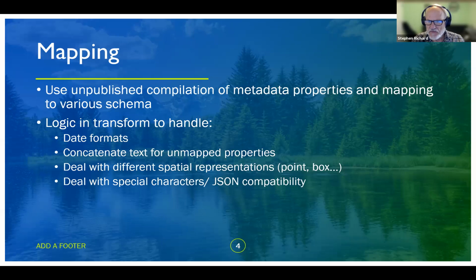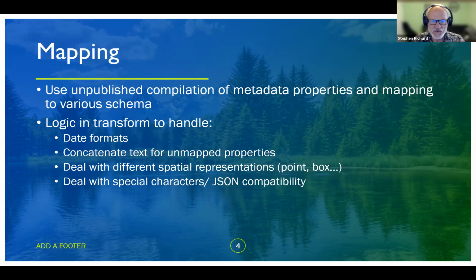Have to deal with different spatial representations coming from the source metadata. So sometimes you get points, sometimes you get bounding boxes. In our case, we had a convention with our ISO metadata that everything should have a bounding box. So that simplified things fairly dramatically. But you still have to deal with things like, well, what do you do around the anti-meridians when you have bounding boxes that cross 180 degrees longitude.